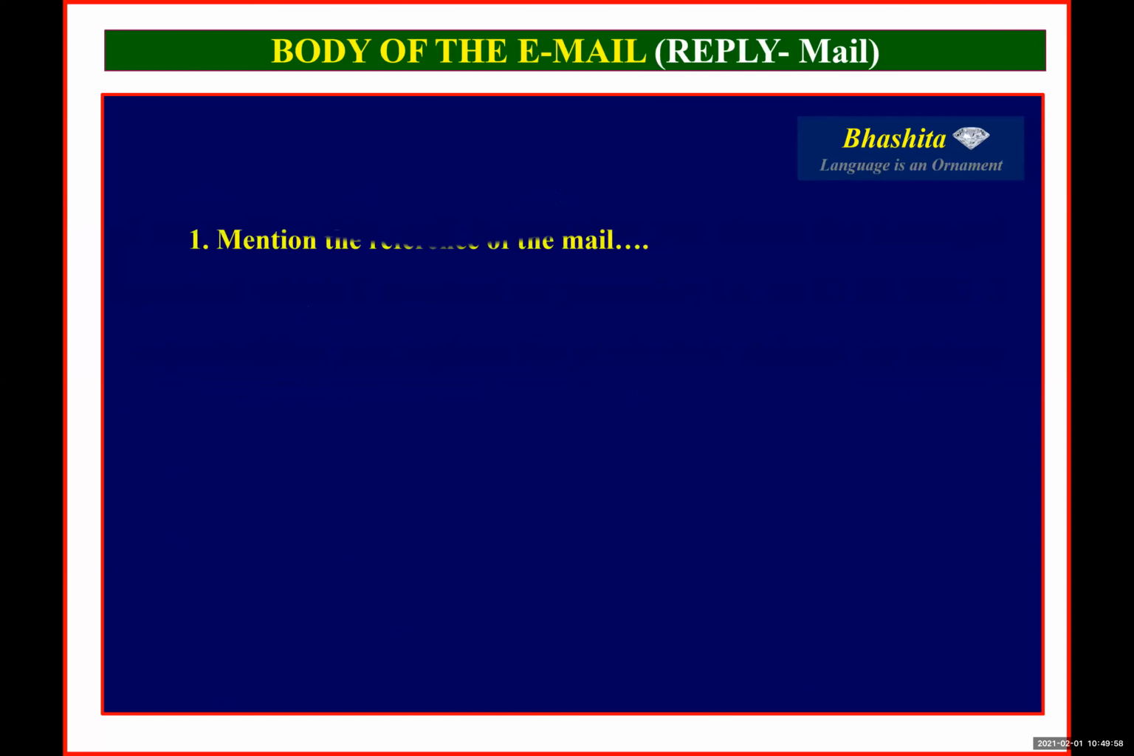What are the elements in the reply mail? Let us see that. First element, you need to mention the reference of the mail. What does it mean by reference of the mail? When did you receive the mail? On what time have you received the mail? You need to refer to that in the body of the email. That is the first step you have to do in the body of the email for a reply.